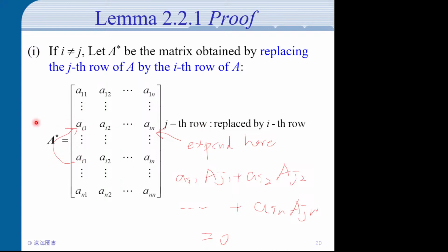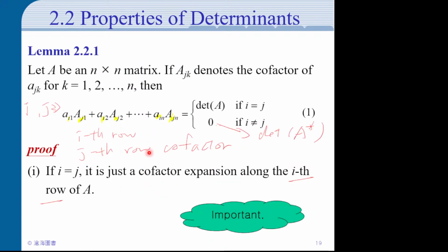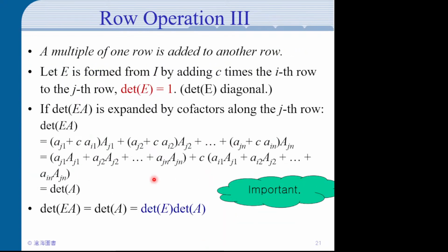Now this A star has two rows that are the same as each other, because by construction we made the jth row the same as the ith row. So it has two rows that are the same, and so the determinant of A star is 0. And so we proved this really weird property: you expand the ith row with the jth row cofactor and it should be 0. Okay, and then we build on the next thing.